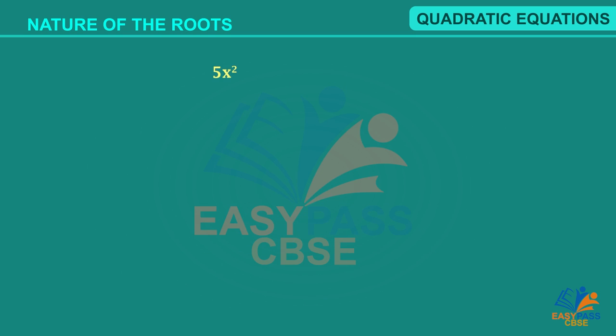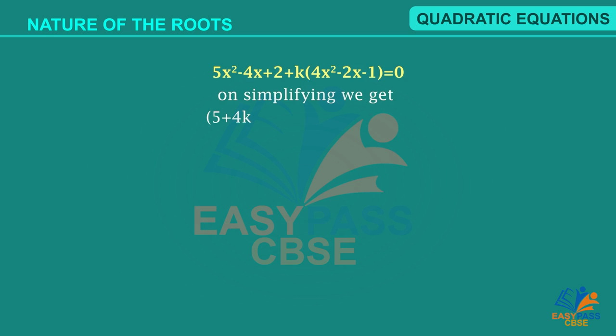5x square minus 4x plus 2 plus k times (4x square minus 2x minus 1) is equal to 0. Now, on simplifying this, we get (5 plus 4k) x square minus (4 plus 2k) x plus (2 minus k) is equal to 0. Here a is equal to 5 plus 4k, b is equal to minus (4 plus 2k), c is equal to 2 minus k.